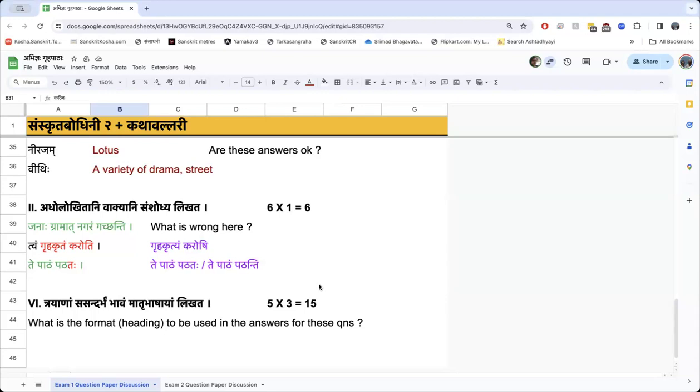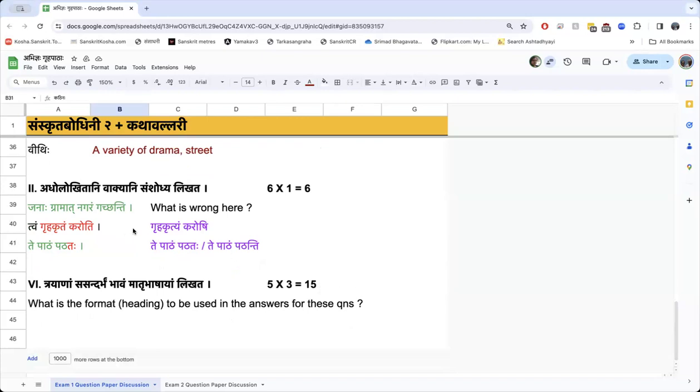Bhagini, we finish all those things. Probably. Okay. Now, what is this? "Janaha gramat nagaram gacchanti." It is all correct only. So, you just write the same sentence. That's what I told you. "Tvam griha kritam ka," these I will change. It's just "te patham pathataha." If this is there, then it is correct.